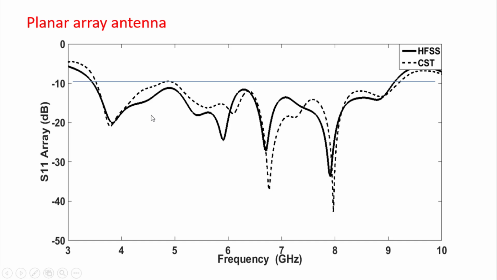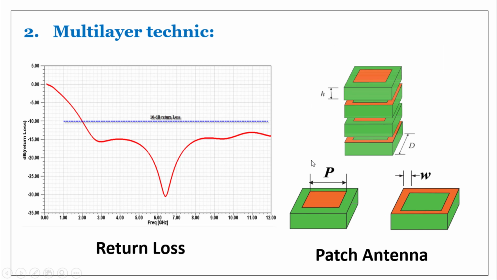If we look at the return loss comparison between HFSS and CST, we can observe that we have a return loss inferior to minus 10 decibels from 3.5 GHz toward 9 GHz. So here also we verified the condition of ultra wideband characteristic. We have a bandwidth greater than 500 MHz, and this bandwidth belongs to 3.1 GHz and 10.6 GHz.